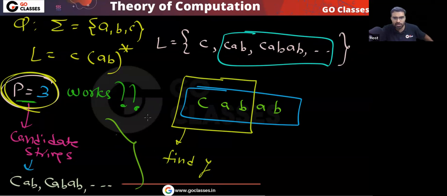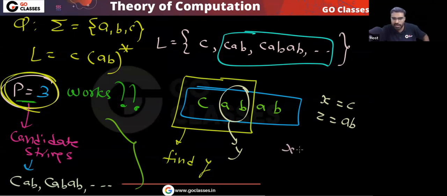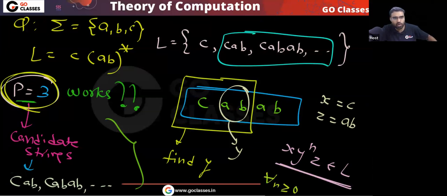Now you can easily notice that this y will work. If you take this y, that will work. In this situation, your x is C and your z is right of y, that is AB. Now you can easily notice that you can repeat this y any number of times, and the result will belong to L. Very simple. So I can simply say that every candidate string will pump.